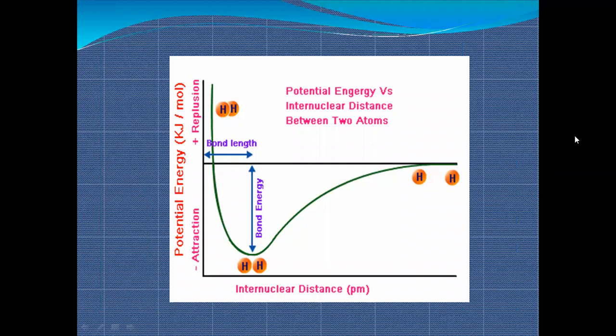So there is a graph between the potential energy. Potential energy means when attractive and repulsive forces act together, there will be a change in the potential energy, versus the intermolecular distance, the internuclear distance. Internuclear distance means the distance between both the nuclei of the atoms.